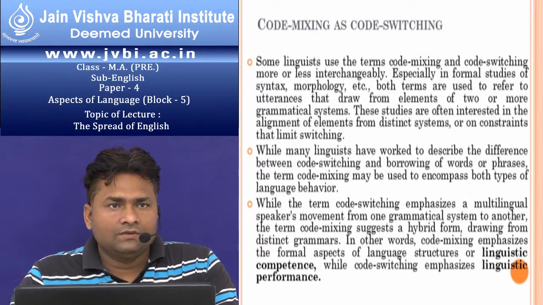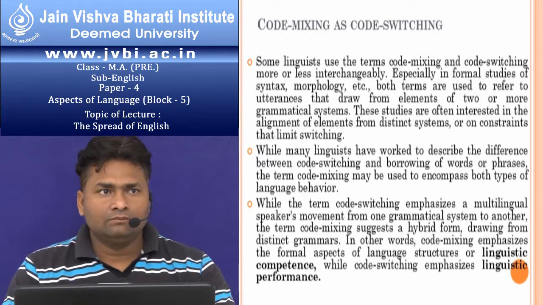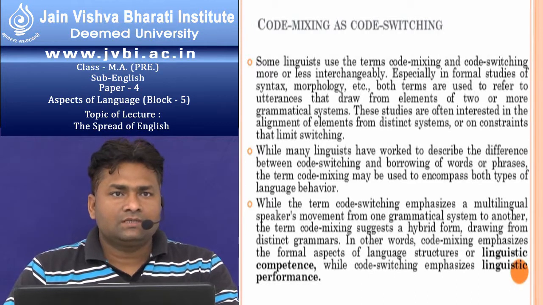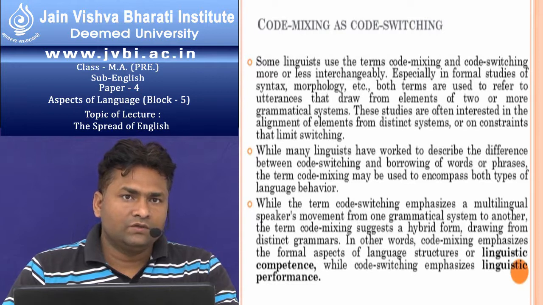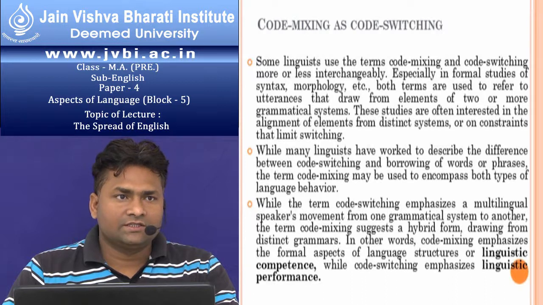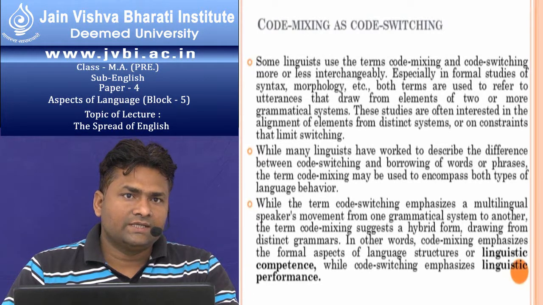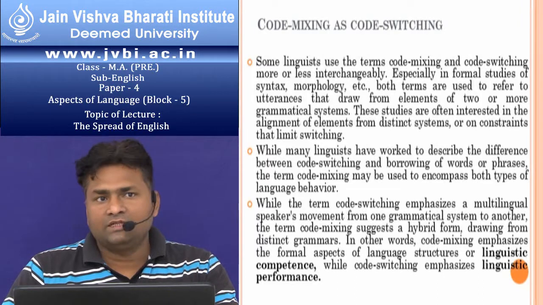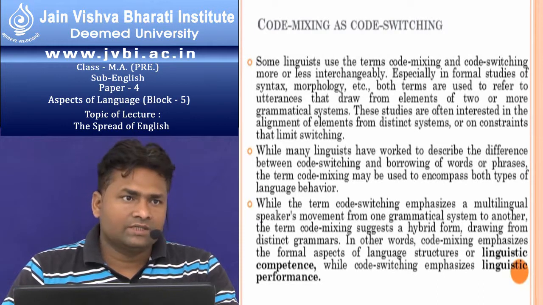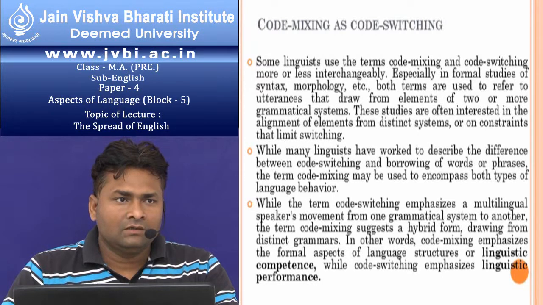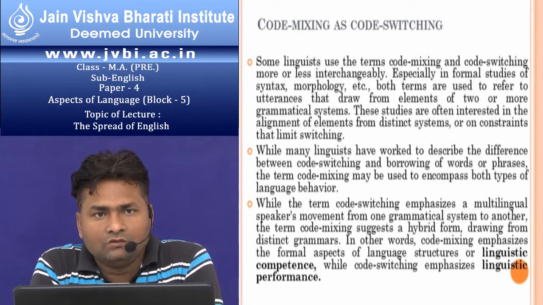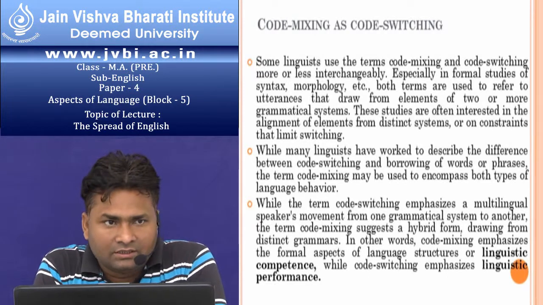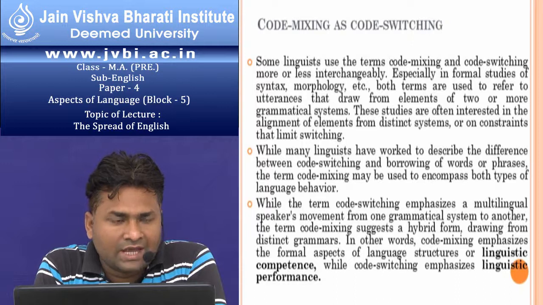Some linguists use the terms code mixing and code switching more or less interchangeably, especially in formal studies of syntax, morphology, etc. Both terms are used to refer to utterances that draw from elements of two or more grammatical systems. These studies are often interested in the alignment of elements from distinct systems or on constraints that limit switching. While many linguists have worked to describe the difference between code switching and borrowing of words or phrases, the term code mixing may be used to encompass both types of language behavior.